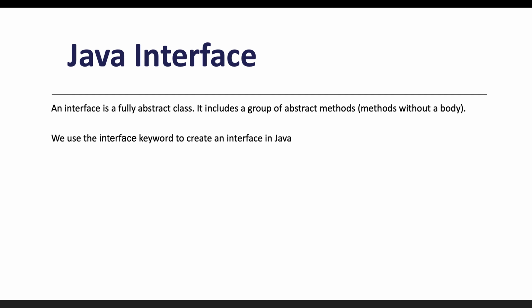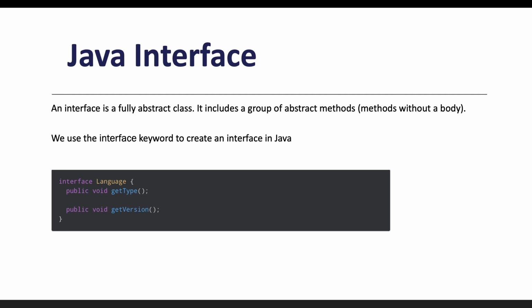So basically we use the keyword called interface to create any interface. Something like this. Let's say we have an interface Language. Here we use the interface keyword and then Language. Inside this interface we will have only abstract methods. So let's say getType and getVersion. Here we have declared the signature of the methods but without any implementation.